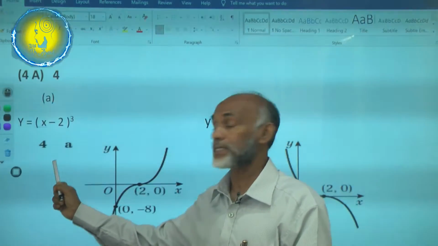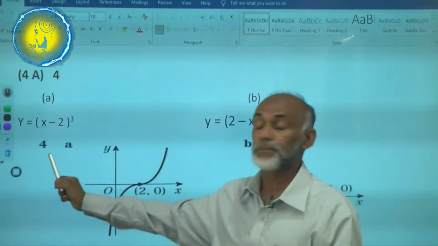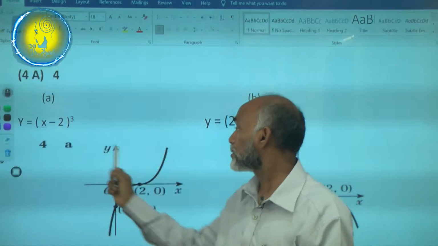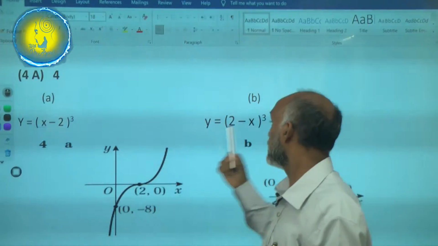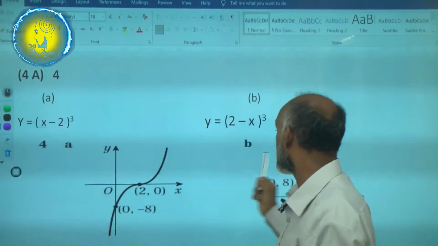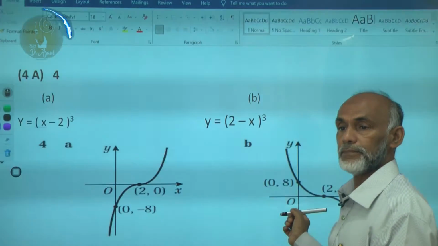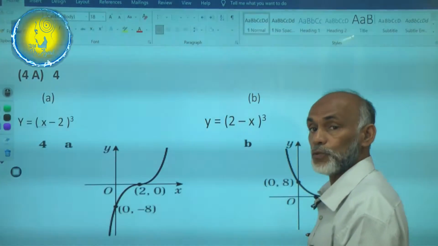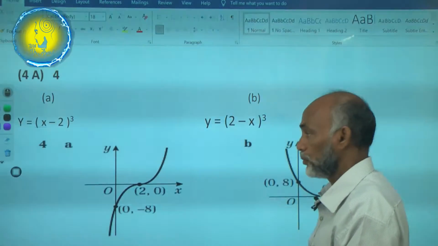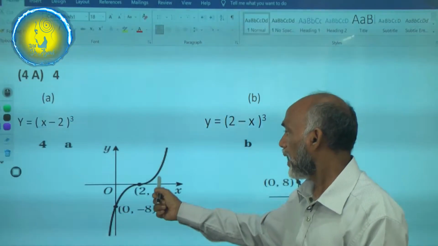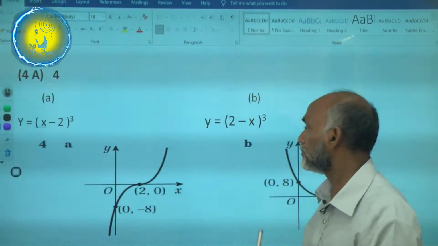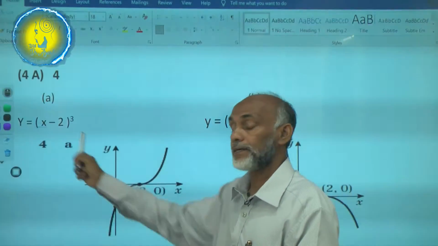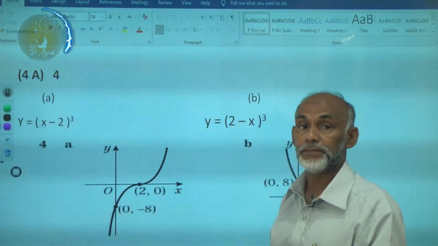Here I am giving 2 examples, A and B, but they are not similar. In this case, x minus 2 is multiplied 3 times, it is positive. In this case, 2 minus x is multiplied 3 times, but it's negative. When the a coefficient is negative, as x increases to positive, y decreases to negative. Here both are positive. As x increases, y also increases. So we will be able to identify the roots where the x-axis is being cut by the curve.